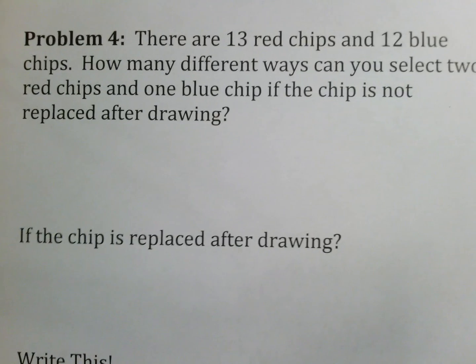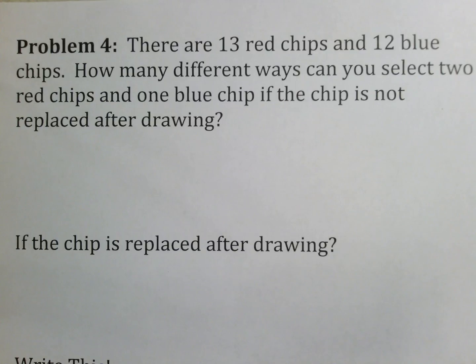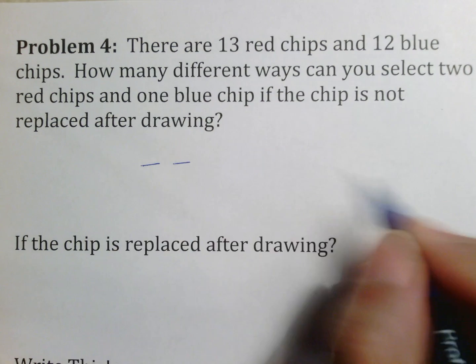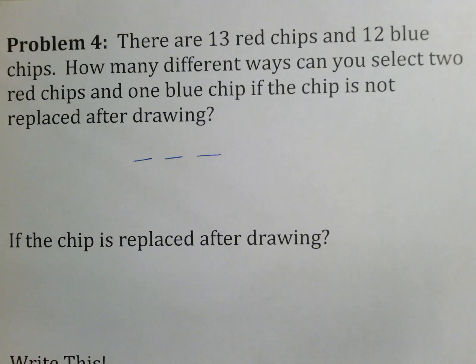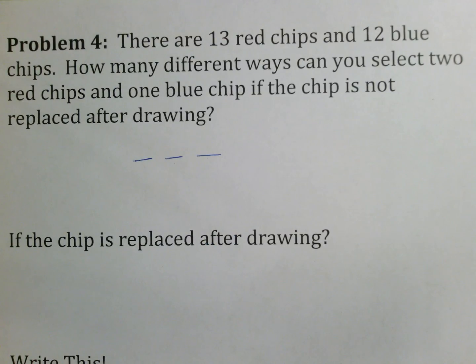So looking at this, this question here has a couple different ways that you can look at it. The way it looks is, again, if there are 13 red chips, 12 blue chips, how many different ways can you select 2 reds and 1 blue if the chip is not replaced after drawing? So again, your first question is, how many choices am I making? I am selecting 2 red chips, that's 2 decisions, and 1 blue chip, that is 1 decision. I don't need the numbers yet, I need the number of decisions. So figure out your number of decisions and put a blank for every decision.